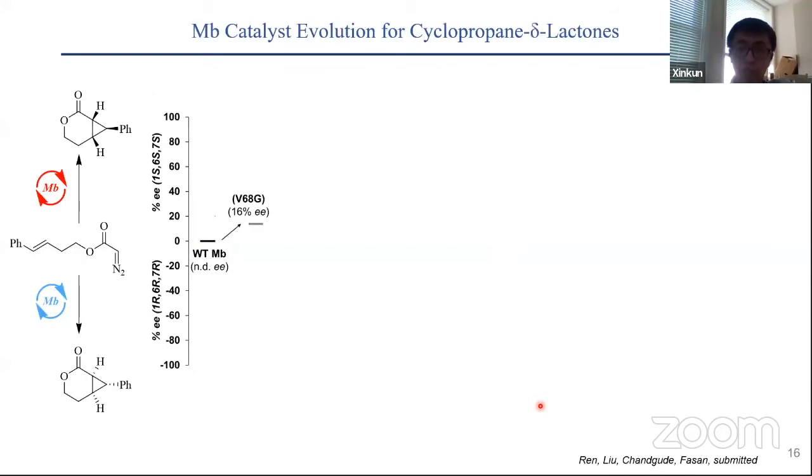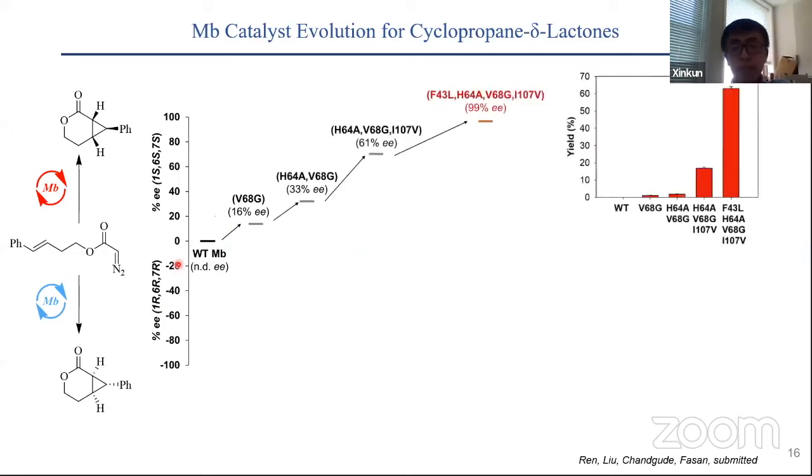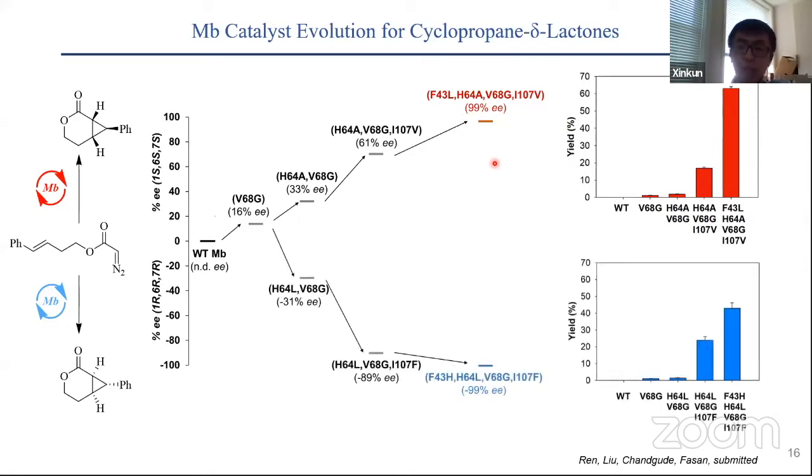So using the V68G as the starting point, we applied a similar evolution approach I mentioned earlier to improve the activity and enantiomer selectivity towards the formation of the same enantiomer as compared to the template V68G. Three beneficial mutations were then accumulated, and the resulting culturable mutant was able to give 65% yield and perfect enantiomer selectivity.